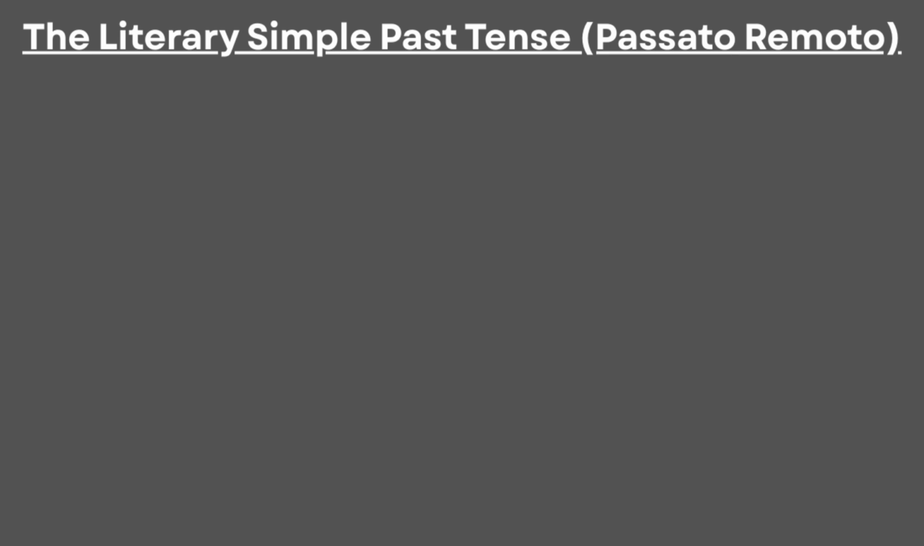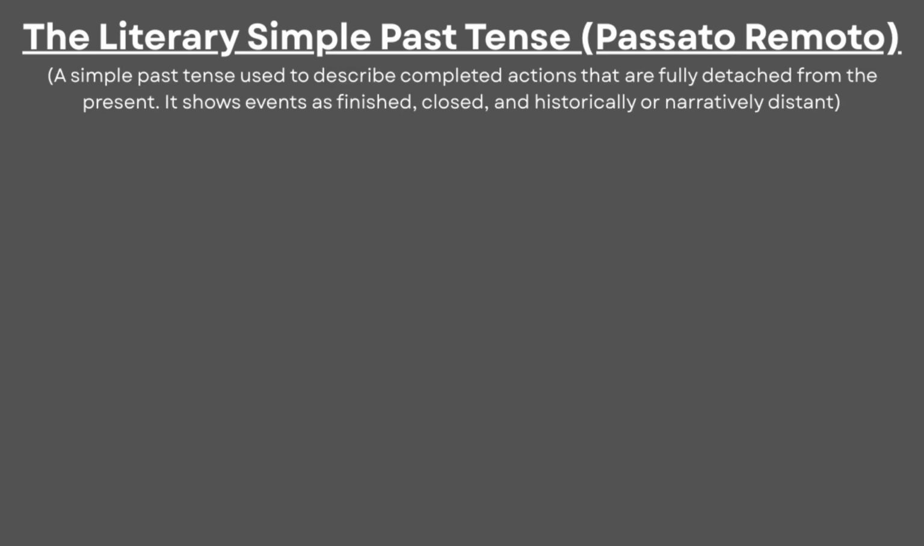The literary simple past tense in Italian explains completed actions that are fully detached from the present. Unlike the simple compound past, this tense shows events as finished, closed, and historically distant, so there is no present relevance, known in Italian as passato remoto.